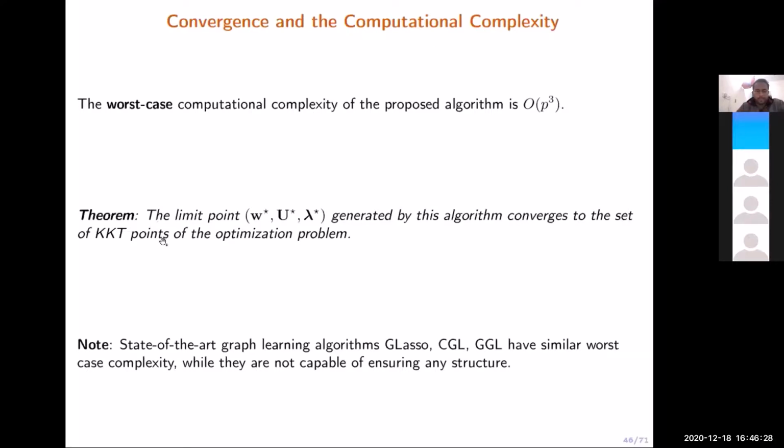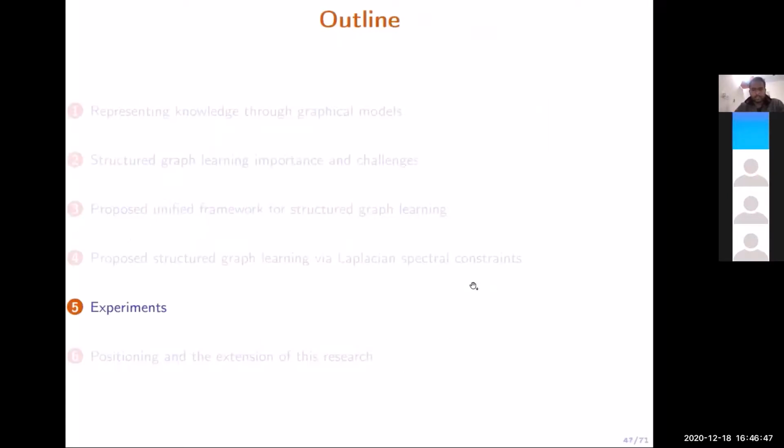Okay, so what is the theorem here? We have something like this: the limit point of that algorithm, W star, U star, and lambda star, generated by this algorithm, converges to the set of KKT points of the optimization problem. So this is the guarantee that we can ensure for this algorithm. Let's see what we have done.